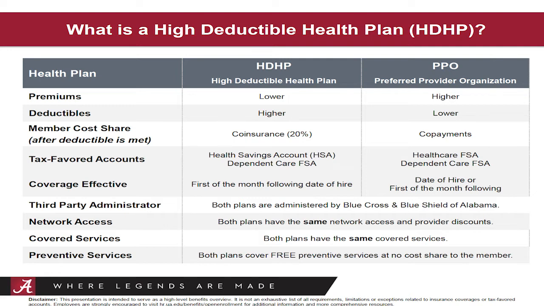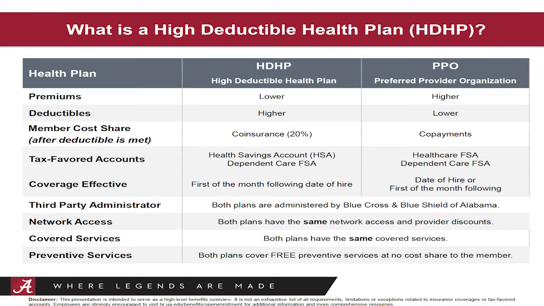The tax favored accounts are different. Right now with the PPO, you have a healthcare FSA and a dependent care FSA. I hope a lot of you participate in those. And under the high deductible health plan, that healthcare FSA is replaced with the health savings account, which we will tell you more about.